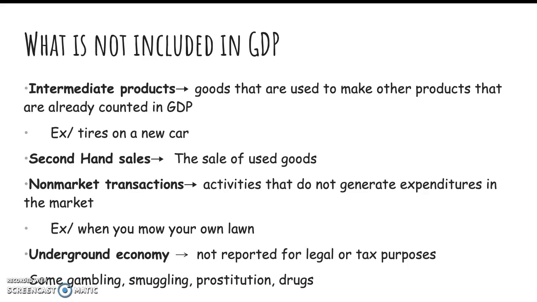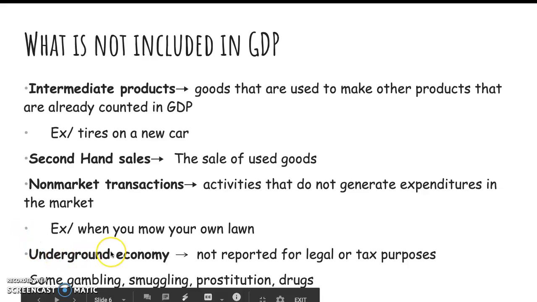Secondhand sales are also not counted. If you go to a Goodwill or a secondhand clothing store and you're spending money, that money is not counted in the GDP. Non-market transactions are also not counted. A lot of people do labor for themselves. For example, when you mow your own lawn, that's not counted. If you hired a gardener to come mow your lawn, that would be counted in GDP. But if you're not spending money and you're still doing that same job, it's not counted.